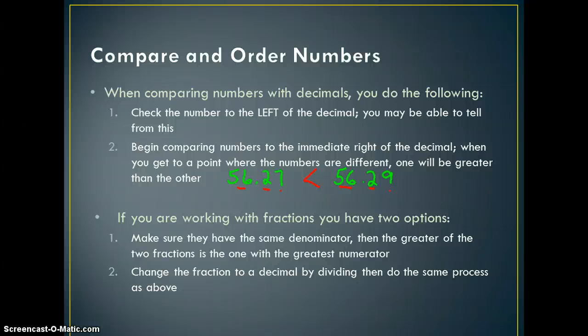If we're working with fractions, we have two options. First, you check and make sure we have a common denominator, and then whichever number in the numerator is greater is the greater number. The other option is to change that fraction to a decimal by dividing, and then do the same as we did up top with the decimals. Pretty straightforward, things that you've done before, I'm sure.